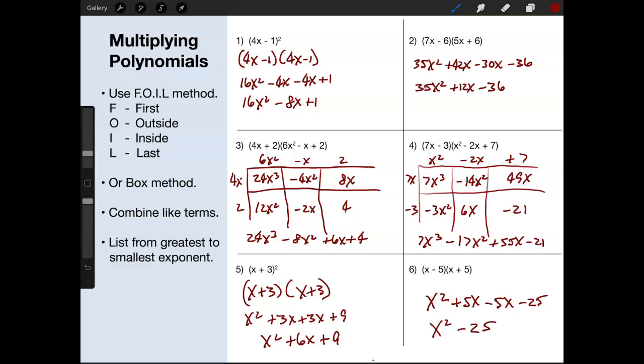x squared minus 25. So when multiplying polynomials, we can either use the FOIL method or the box method. When we are finished multiplying, we combine like terms and list our answer from greatest to smallest exponent.